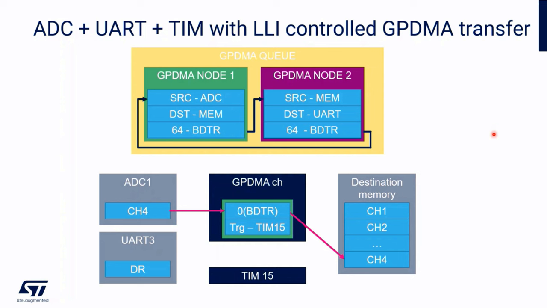Once this transfer is finished, the GPDMA will load from the memory the next configuration for the registers, and then it will start the transfer to the UART3, and it will send the same data to the USART3. Then it should go back to the beginning and again load the GPDMA node 1.